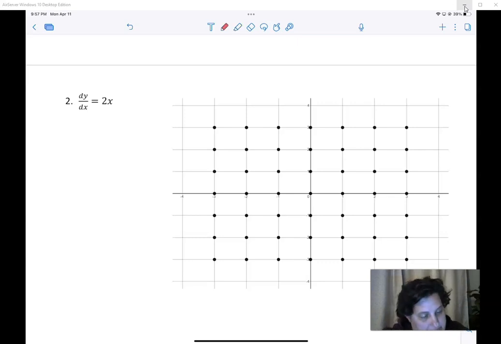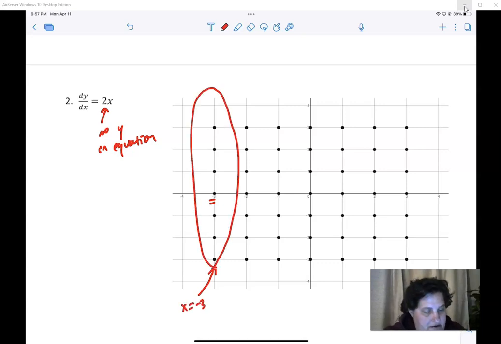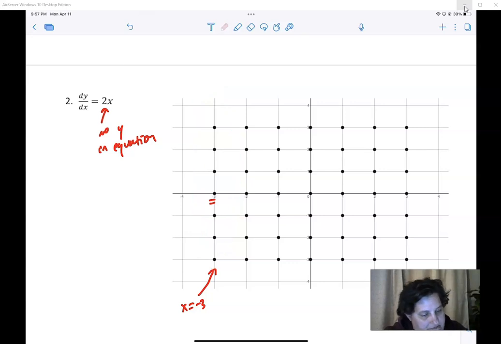First of all, one thing I notice is there is no y in the equation. There's no y value. So what that means is, let's just start at x equals -3, which is all those points, right? If x is -3, the slope is -6. That's a pretty big negative slope, pretty steep. I'm going to go ahead and do that on all of these.